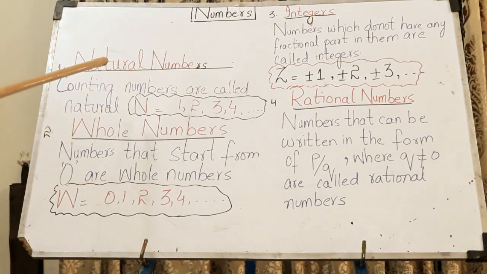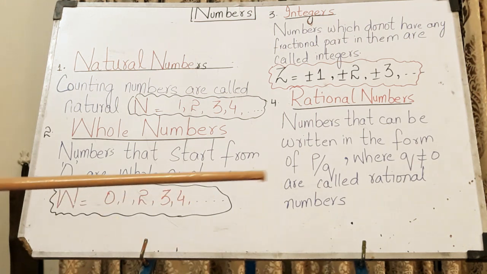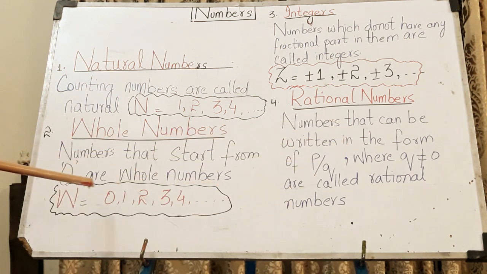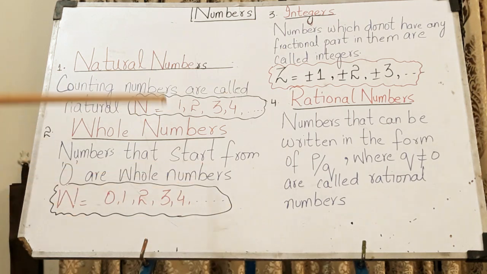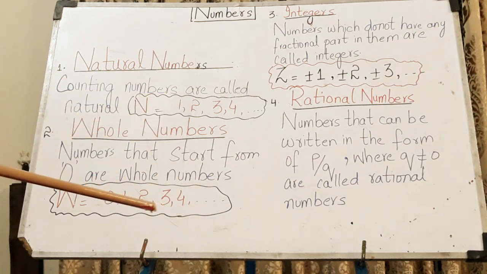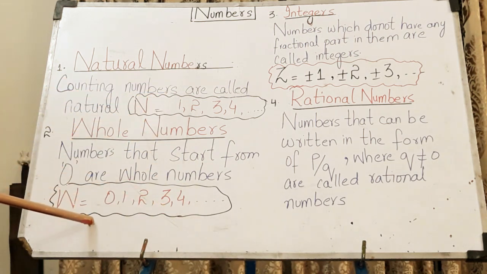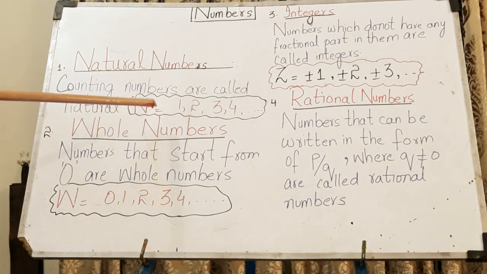Moving toward the next type of numbers, that is whole numbers. The only difference between the whole numbers and the natural numbers is this number 0. Whole numbers are represented by the letter W, and they start from 0. 0, 1, 2, 3, 4 and so on are all the whole numbers. So we can say this as well, that natural numbers are a subset of the whole numbers. Whole numbers are a bigger set and natural numbers are a smaller set. A smaller set is always a subset of the bigger set. Whole numbers have a 0 in them, and natural numbers do not have the 0 in them.